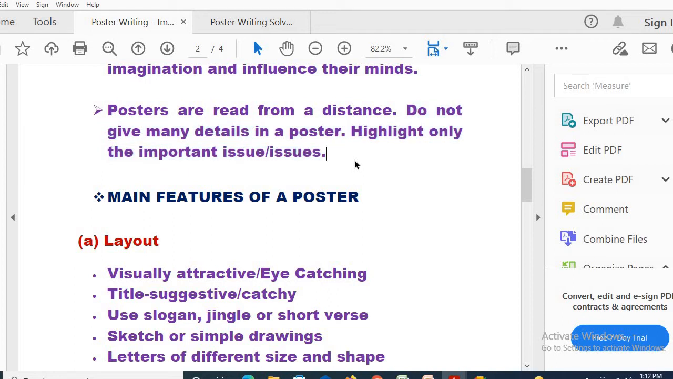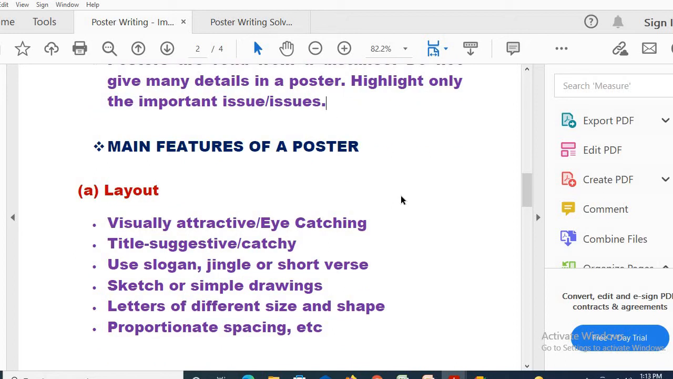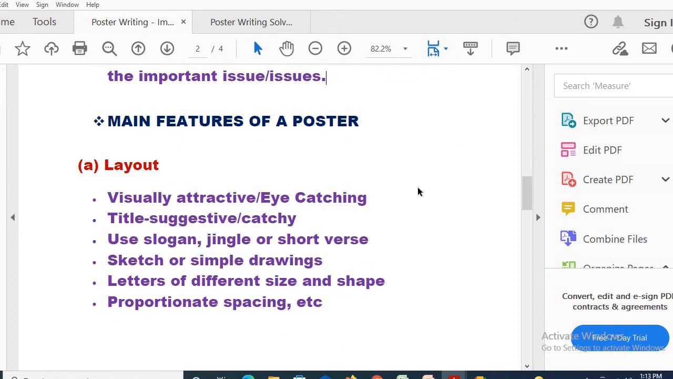You don't have to write line after line. If you do, the word limit will increase and your marks will be deducted. So just highlight the problem, and if you have any solution on your part, then just highlight the solution, that will be enough. Now what are the main features of a poster?